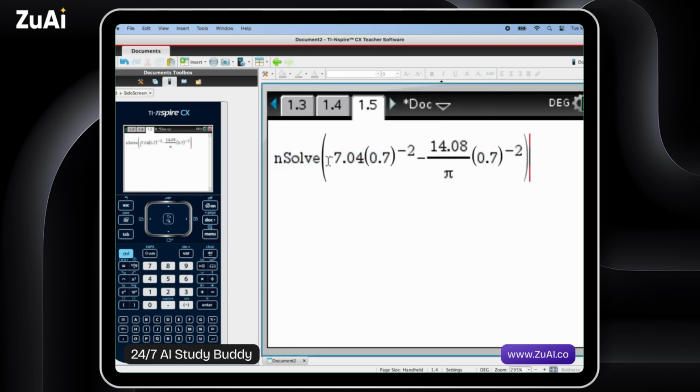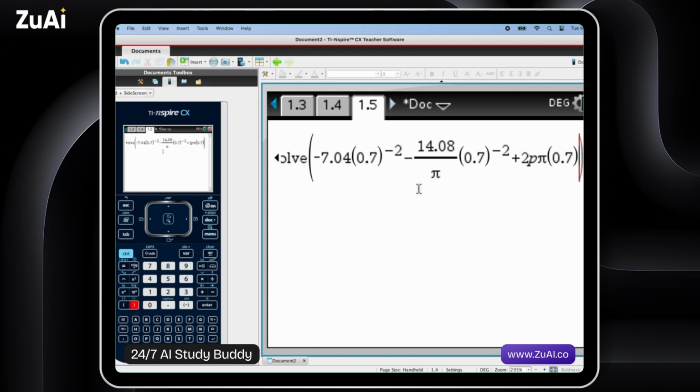Okay, 0.7 to the negative 2 plus 2p times pi, and then r, which we know is 0.7. And then we want to ask the calculator to solve for, all of this is actually going to be equal to 0. So this is our derivative. 0 is equal to all of this business. And then we want the calculator to solve for p.